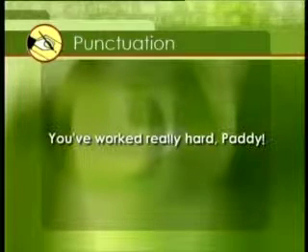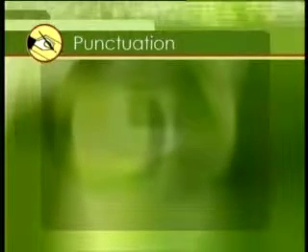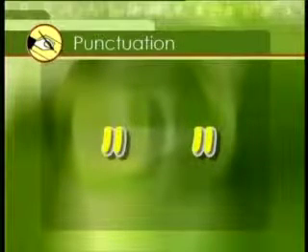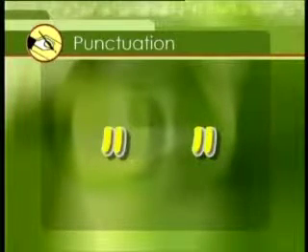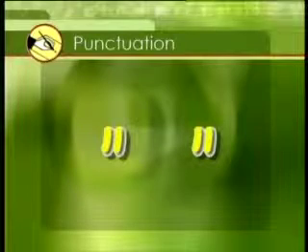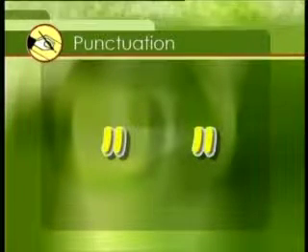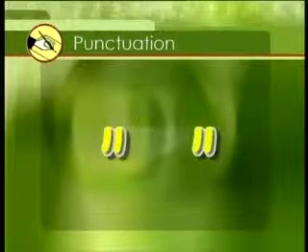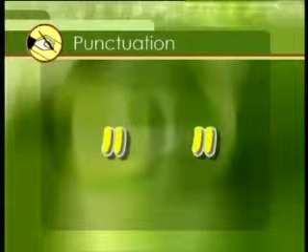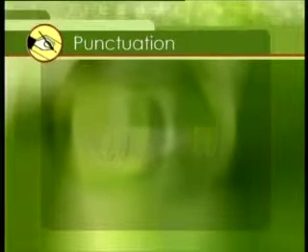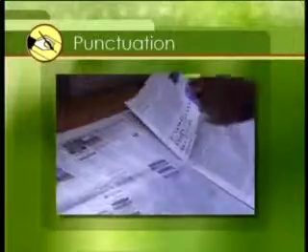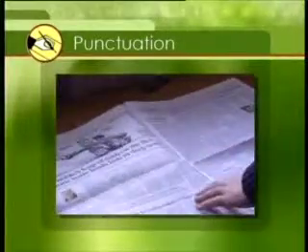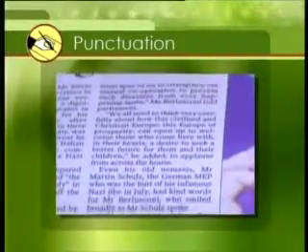Other marks we use in punctuation are called speech marks or quotation marks. They look like this. You use speech marks to write out or quote exactly what a person has said. Speech marks are made by drawing two small lines to begin and end the sentence. In books and newspapers, you'll see speech marks to show when someone's being quoted directly on what they've said.